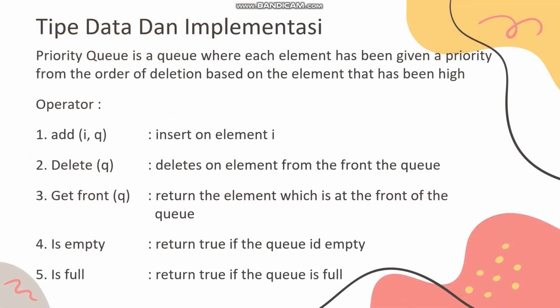Data type and implementation. A priority queue is a queue where each element has been given a priority, and the order of deletion is based on the element's priority. Operators. One, add to queue: insert an element. Two, delete queue: delete an element from the front of the queue. Three, get from queue: return the element at the front of the queue. Four, is empty: return true if the queue is empty. Five, is full: return true if the queue is full.